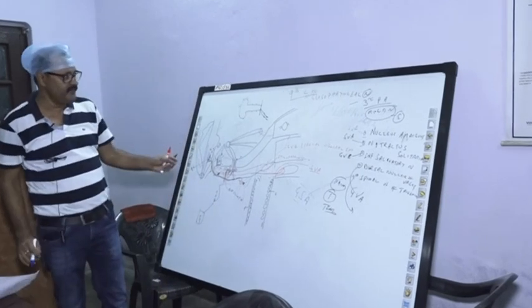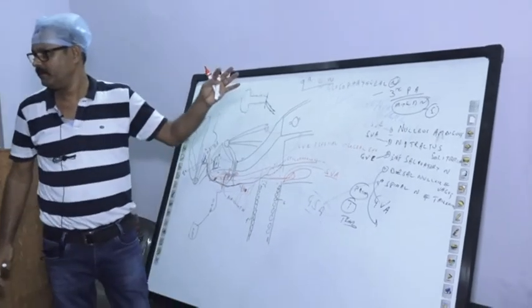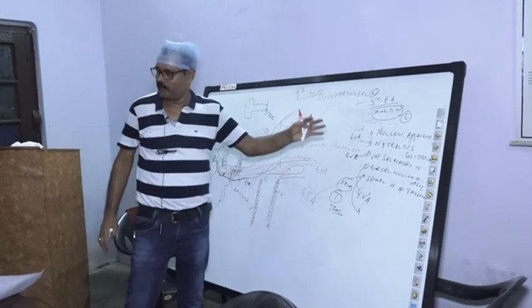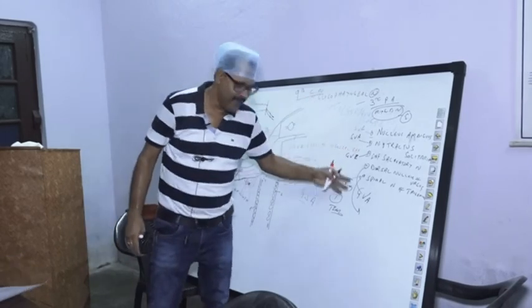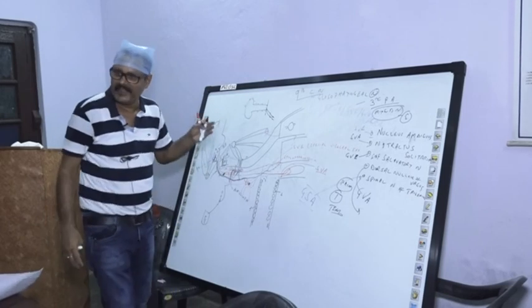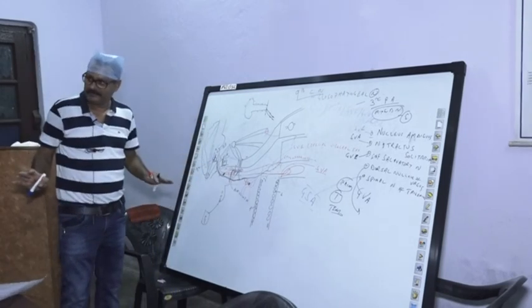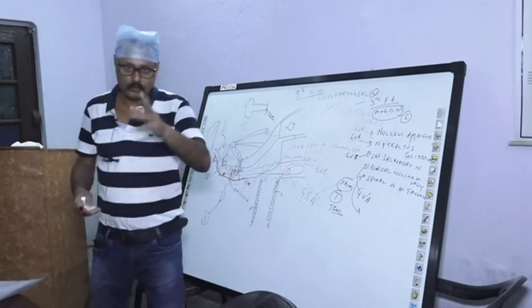So this glossopharyngeal nerve has five nuclei, and it has five fibers: two efferent and three afferent. Clear to you? Any question? So this is all about the glossopharyngeal nerve.